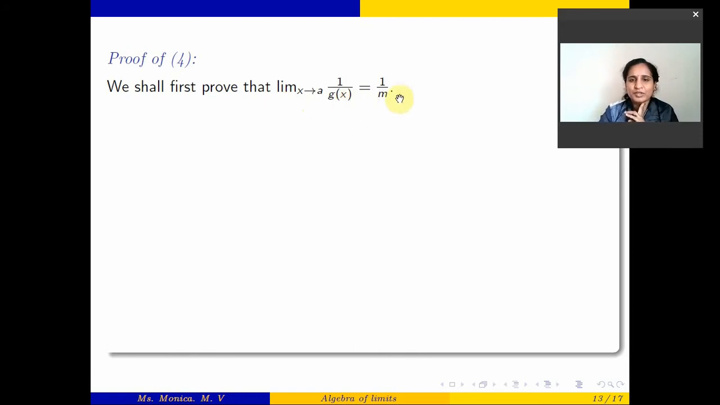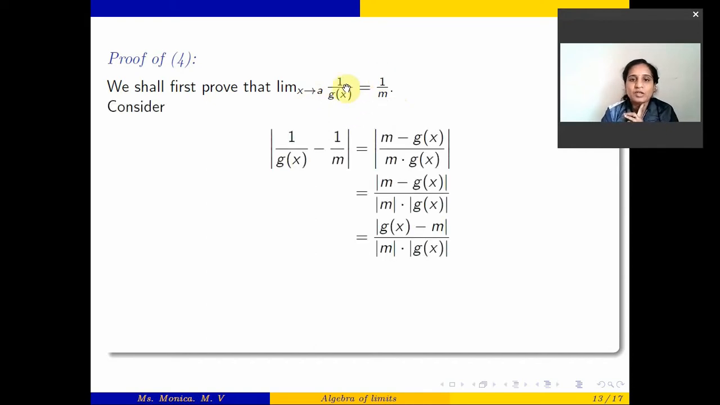So now here also I should apply the definition if I want to prove this. What should I do? Given an epsilon greater than 0, I should find a delta such that when x comes close to a, 1 by g of x comes close to 1 by m. That means I should talk about the distance between 1 by g of x and 1 by m. So modulus of 1 by g of x minus 1 by m. We will take the common denominator, m into g of x. So this numerator becomes m minus g of x.